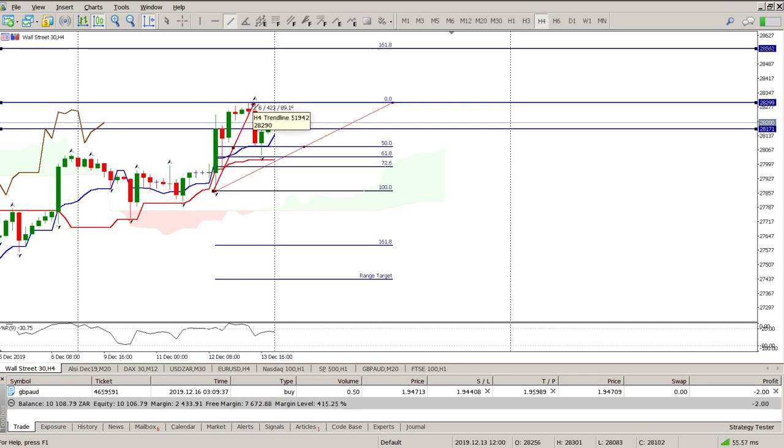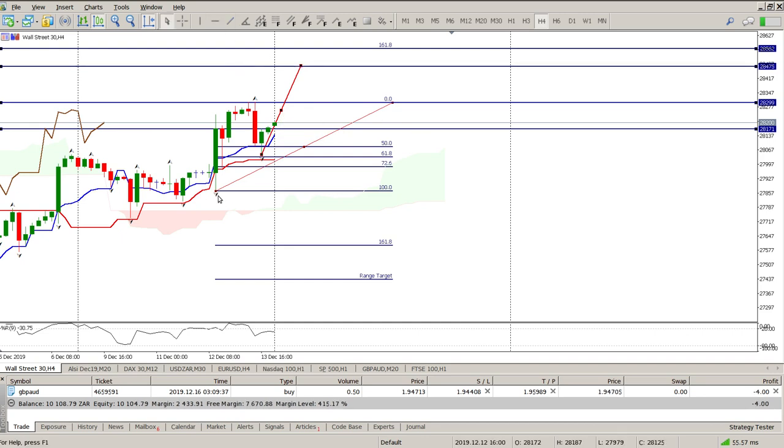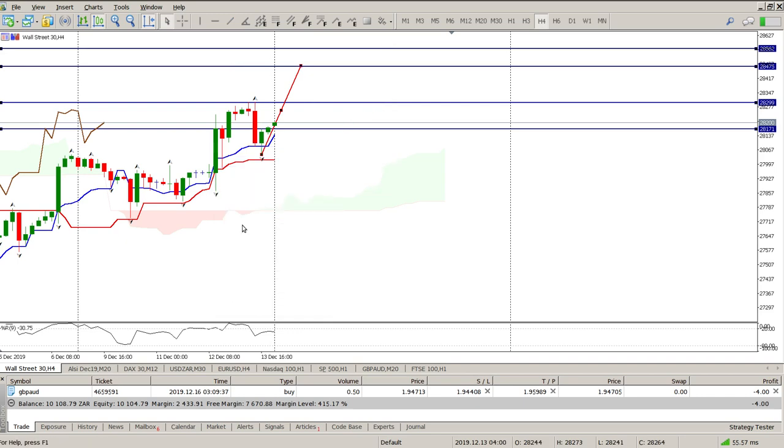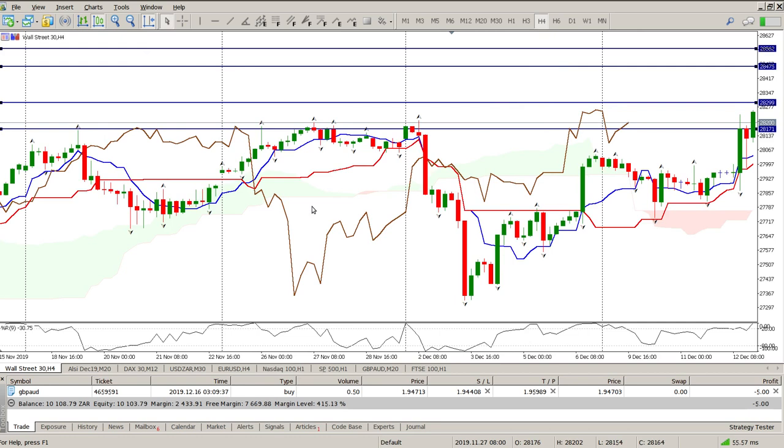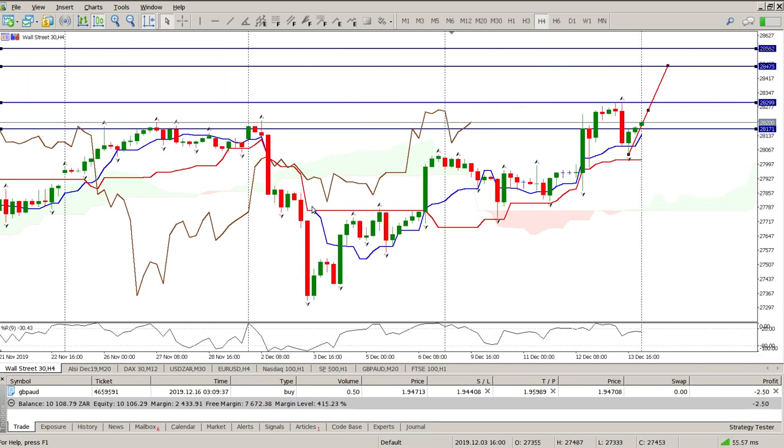Let's just double check that. Just underneath it is our measured move. Okay, let's get rid of this. Right, so we have a measured move here of 28475. But I see something a little bit bigger than that here. There is a cup and handle here.